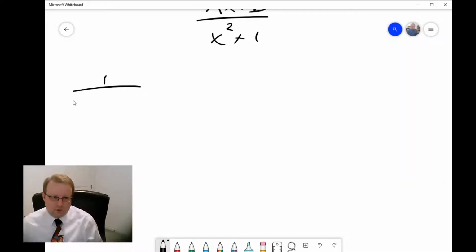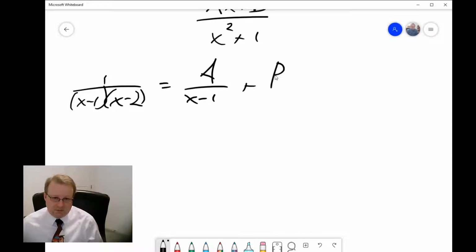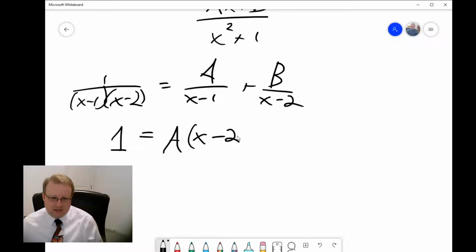So we take our 1 over x minus 1 times x minus 2 equals A over x minus 1 plus B over x minus 2, and we set up a linear system to solve for A and B. So that linear system we get by multiplying by all of our denominators. Our left-hand side becomes 1. Our right-hand side becomes A times x minus 2 because the x minus 1 canceled, and B times x minus 1 because the x minus 2 canceled.